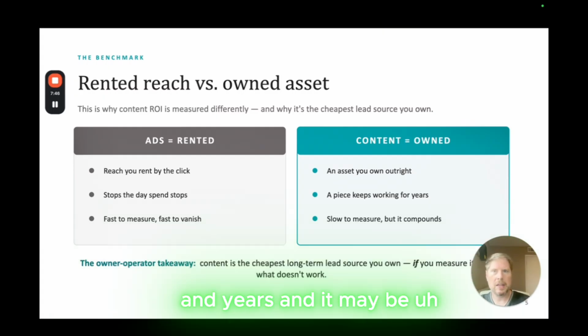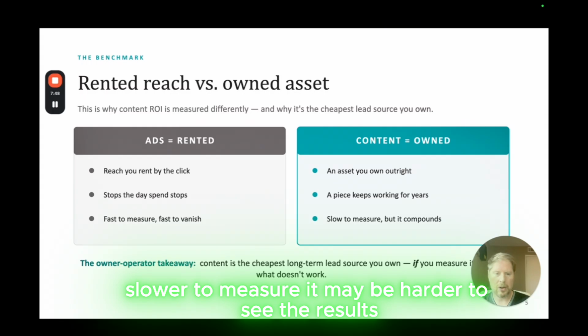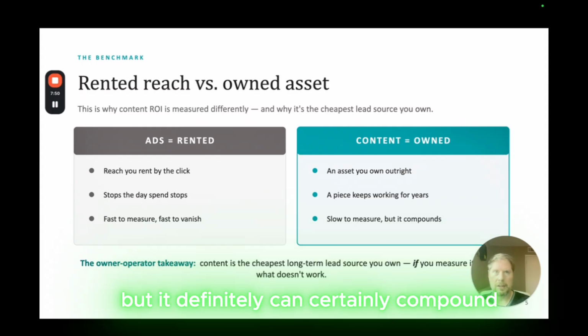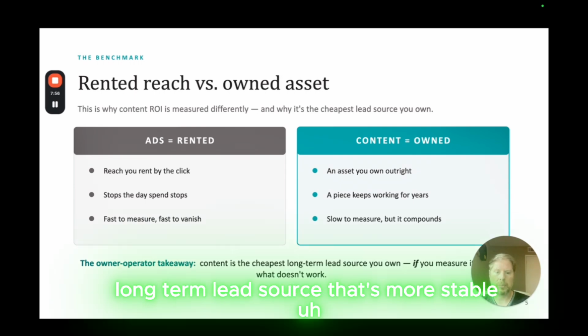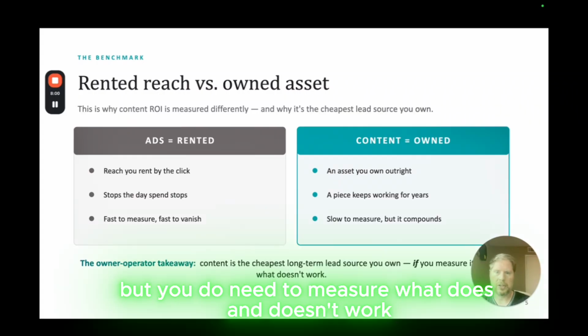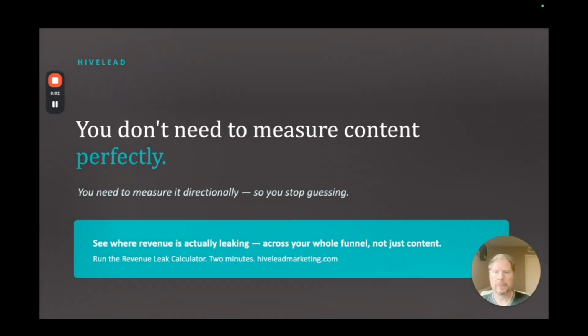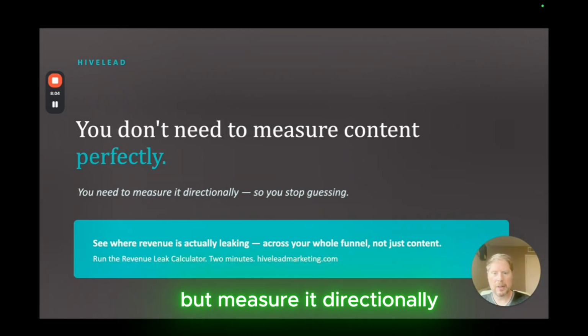And it may be slower to measure it. It may be harder to see the results, but it definitely can certainly compound. Content is definitely the cheapest long-term lead source that's more stable. But you do need to measure what does and doesn't work. You don't need to measure it perfectly, but measure it directionally.